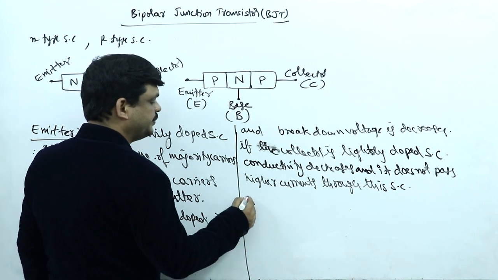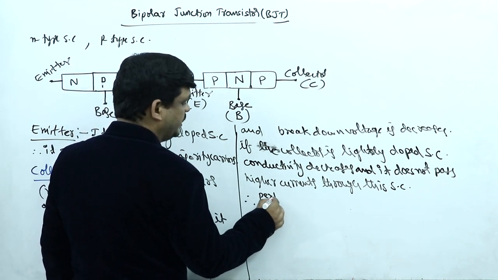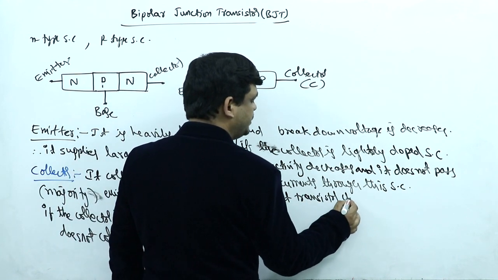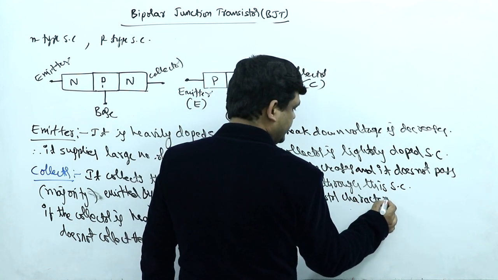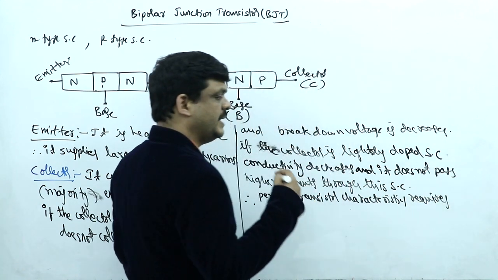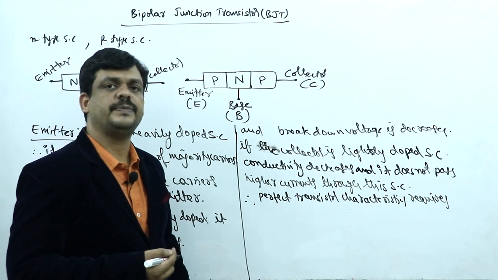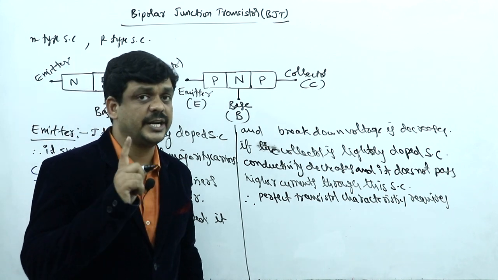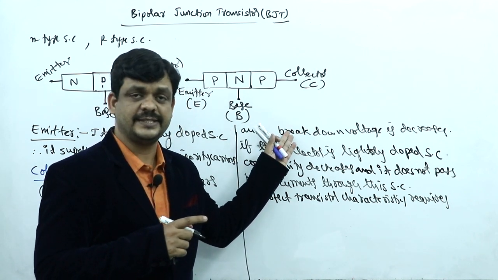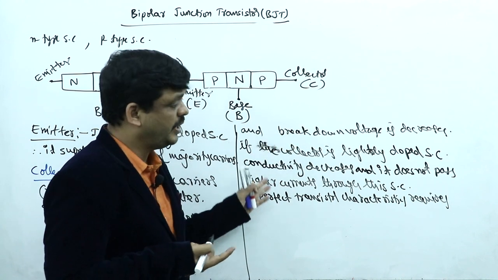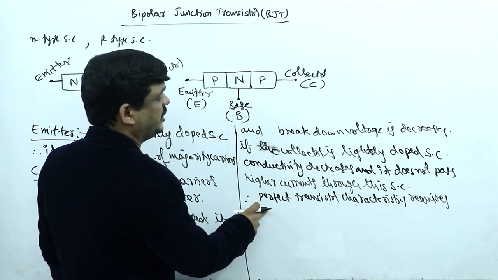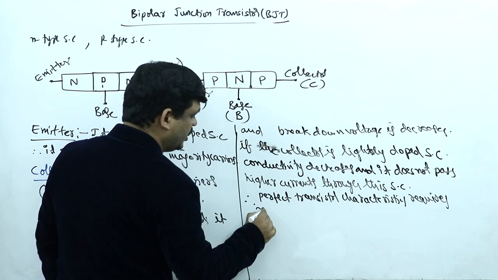So therefore the perfect transistor characteristics require, because generally we use this transistor as an amplifier, right? So for amplification purpose, the collector junction should always be reverse biased. In that condition, breakdown voltage is very less. We want breakdown voltage very high. So that's why we prefer the collector semiconductor should always be moderately doped. So perfect transistor characteristics require a moderately doped collector.